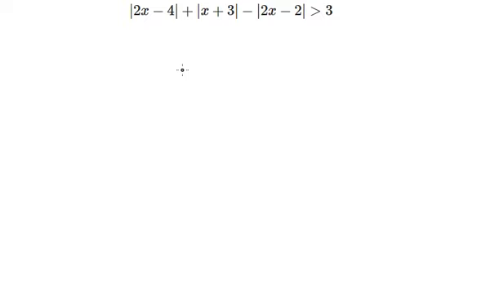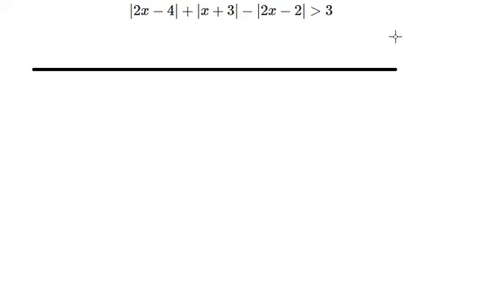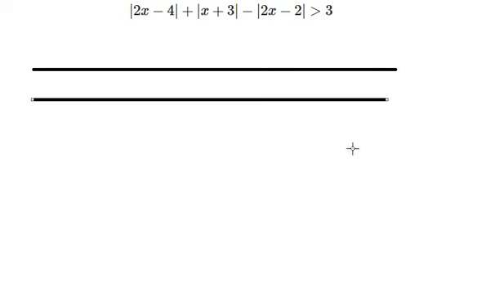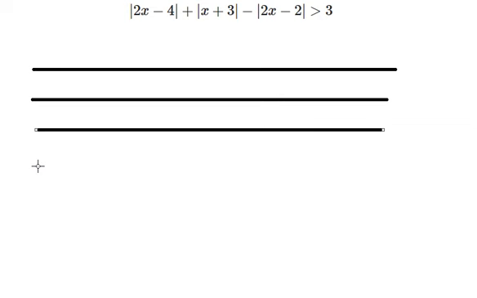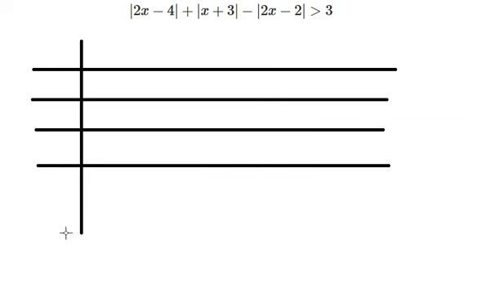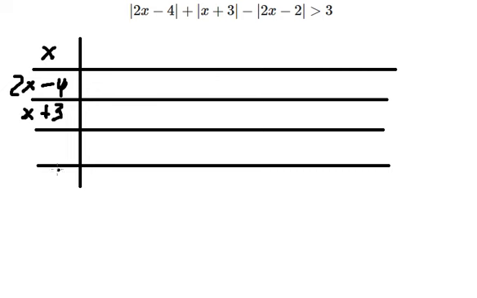Hello everybody, so today I want to show you how to answer. The first thing, we need to draw the tables in here. So in this case, we have s, 2s minus number 4, s plus number 3, and 2s minus number 2.